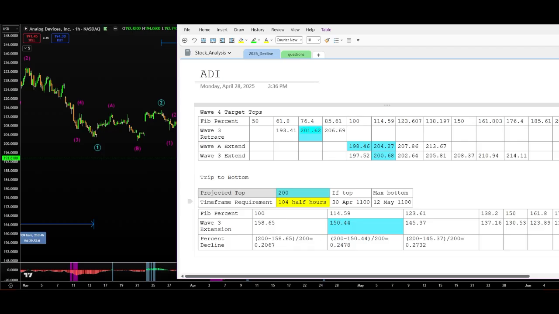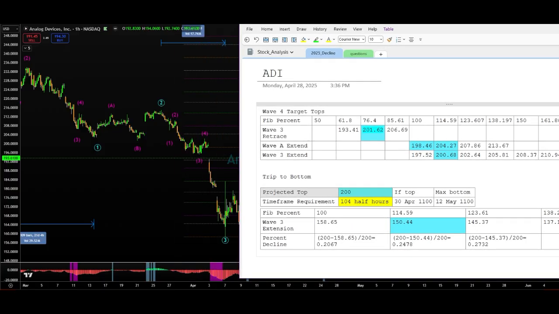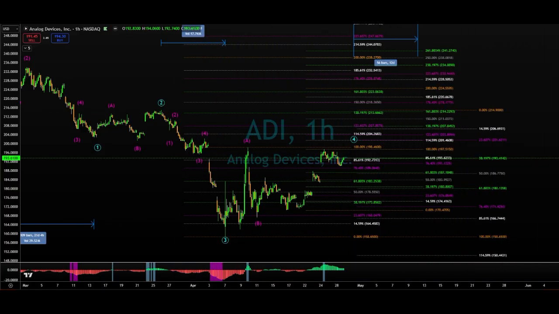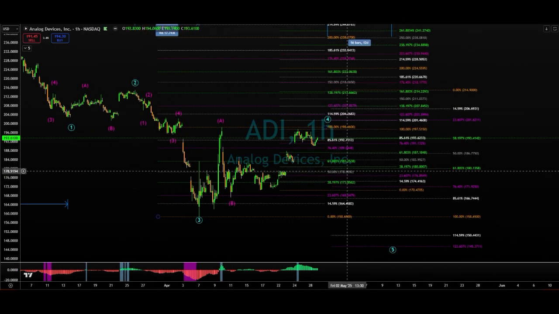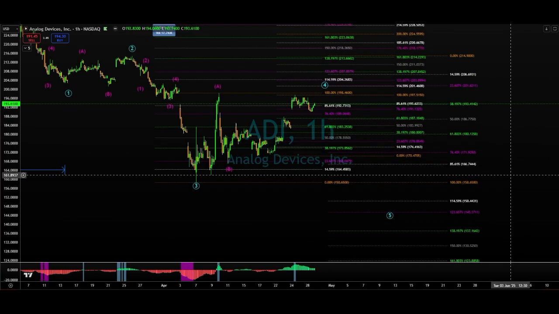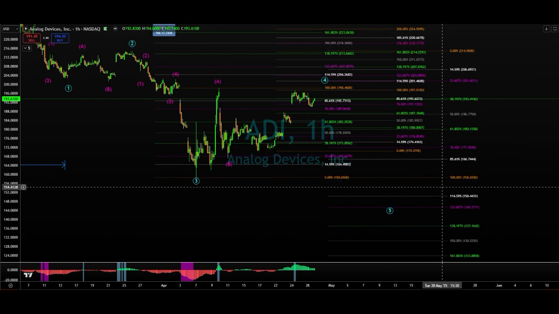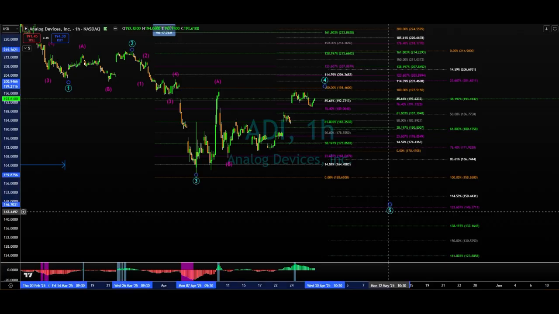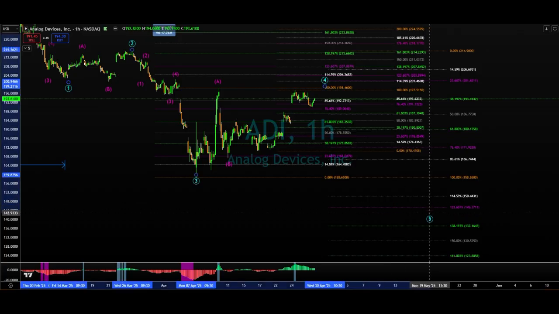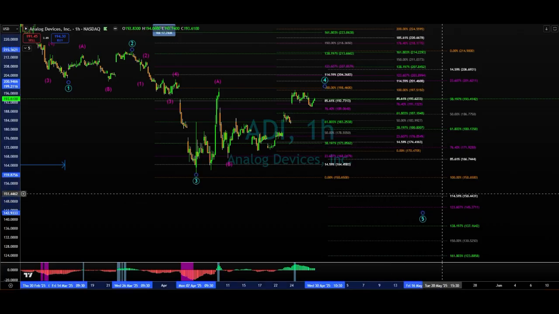If the market tops on 30 April around 11 Eastern time, then the max bottom, 104 half hours later, falls on 12 May at 1100 hours. So we're looking at a fairly quick drop. And once again, I look at my extensions for wave 5, and we have to drop below at least 158. 114% would be at 150, and then the 123% would be at 145.